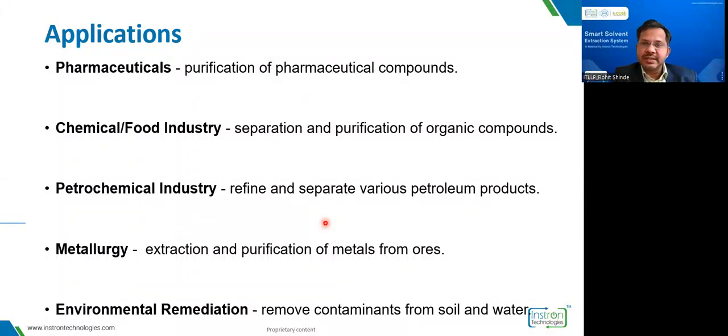In the chemical industry, it is used to purify the organic components. In the petrochemical industry, it is also used. In the metal industry, it is used to extract and purify the metal ores. Similarly, it is used in environmental remediation.